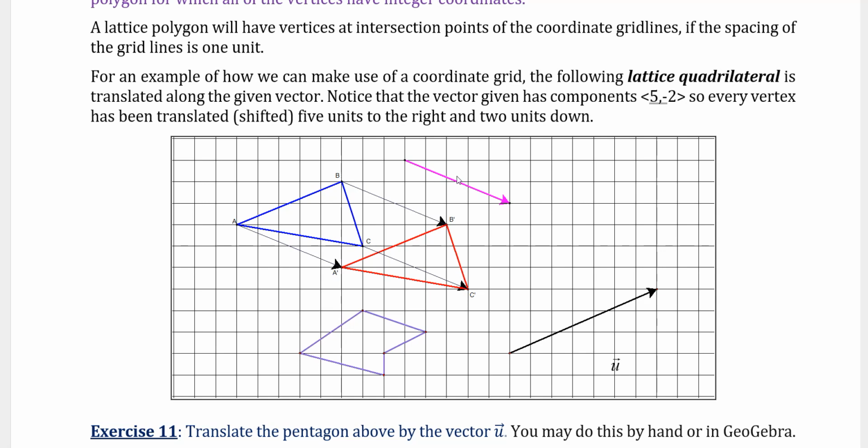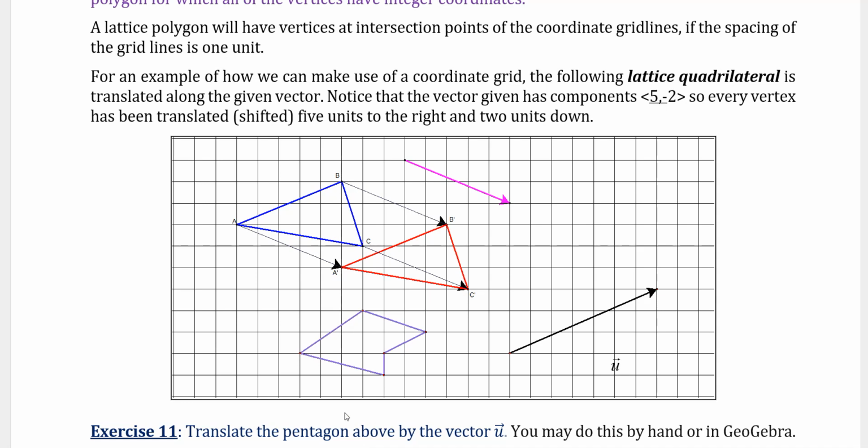So if you notice, this vector right here is 1, 2, 3, 4, 5 to the right and down 2. Well, if you start with this pre-image of triangle ABC, we just take every point and count over 1, 2, 3, 4, 5 to the right, down 2 to get A to A prime, 5 to the right and down 2 to get B to B prime, and same for C to C prime. Take your straight edge out, boom, you're done. So take this vector u and translate this purple pentagon by this vector u. See if you can do that on your own as an exercise.